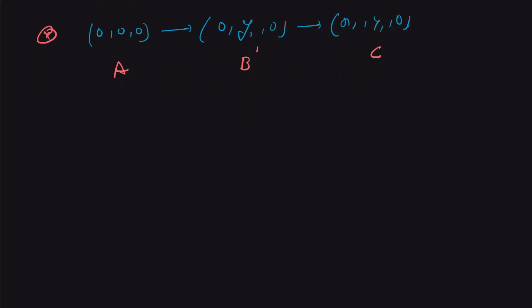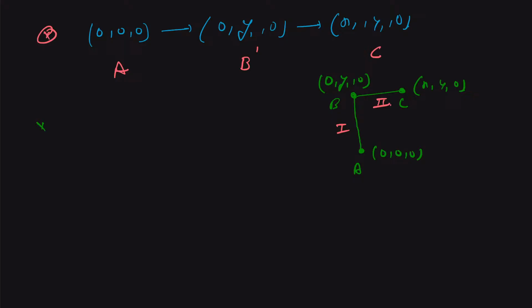And we can once again make an approximate plot. So this is our point A, which is 0, 0, 0. Then it moves to B, which is 0, y1, 0, and then it moves to point C, which is x1, y1 and 0. Once again, we are going to say this is our segment 1 and this is our segment 2.